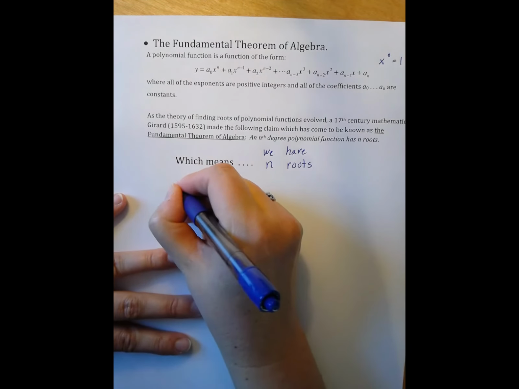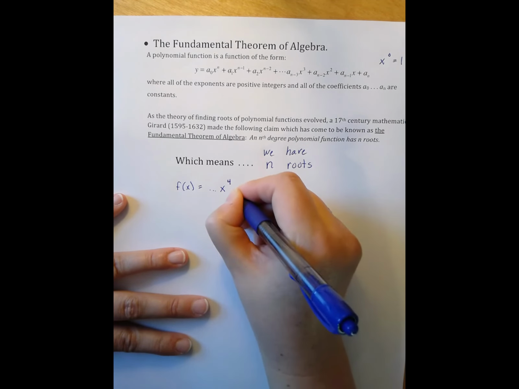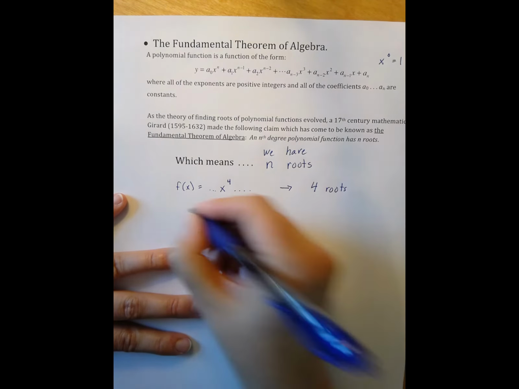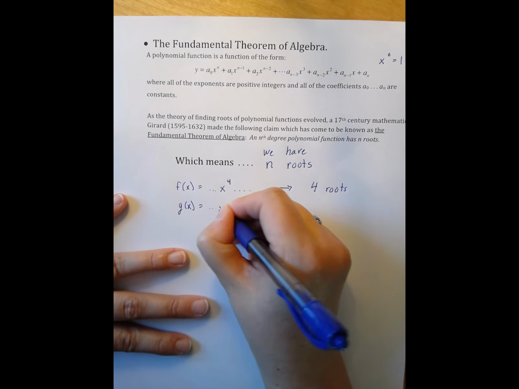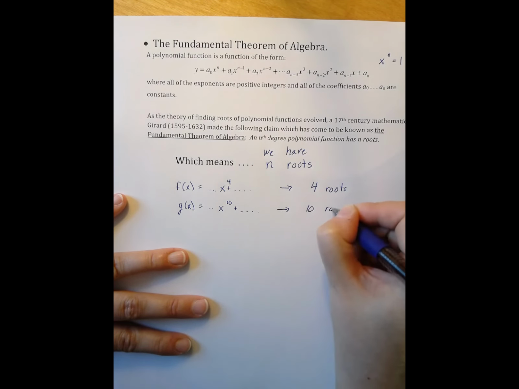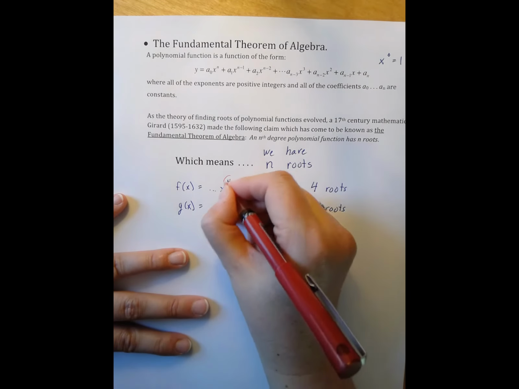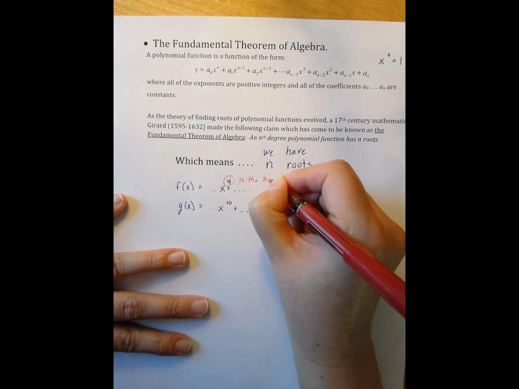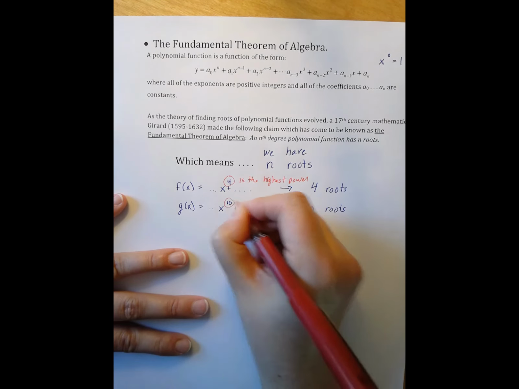So if I have f of x equals x to the 4th plus ..., that means I will have 4 roots. And if I have g of x equals anything x to the 10th plus ..., I will have 10 roots. With the caveat being that 4 is the highest power, or 10 is the highest power.